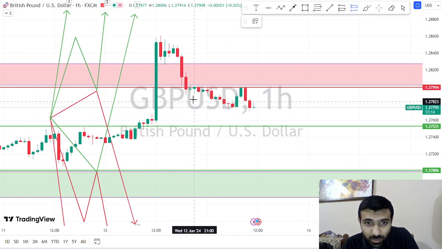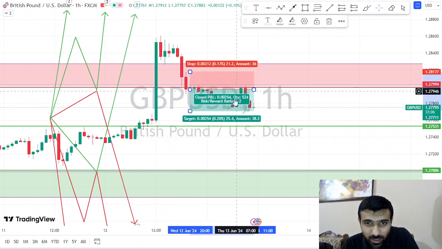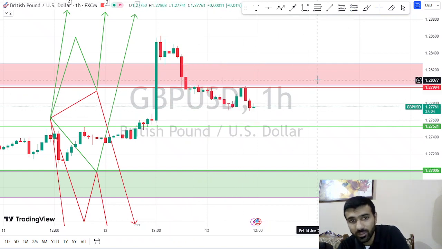Okay, then market again tested our area of resistance and closed below our marked area of resistance. So from here we could take a short position like this. Our stop loss will be just above this previous candle, and our take profit will be approximately over here, giving us a 1.2% profit so far.